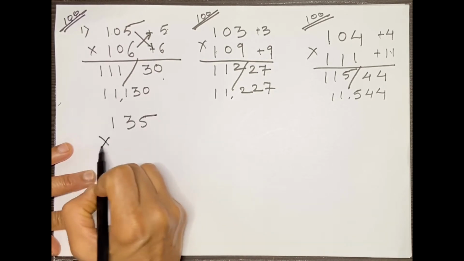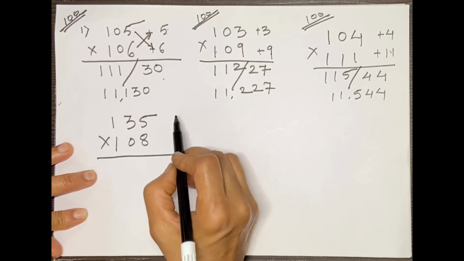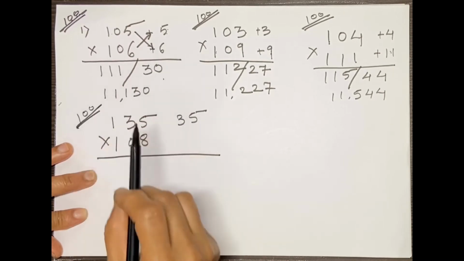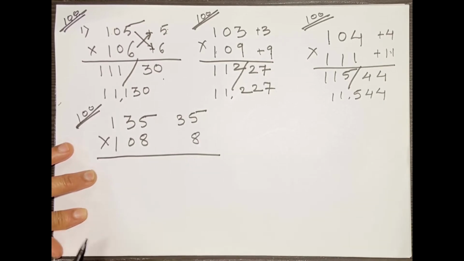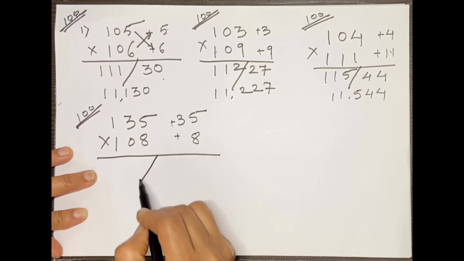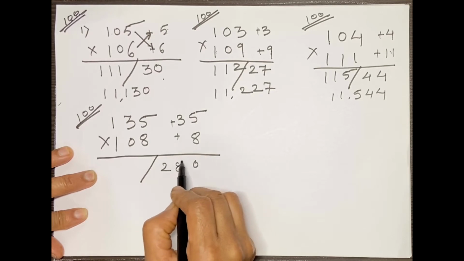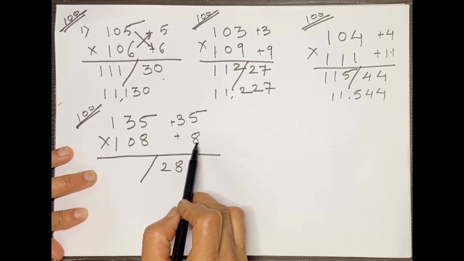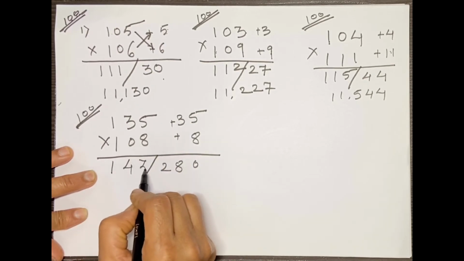Now see, what if the right hand side is greater than 2 digits? Suppose 135 into 108. Here the difference between the perfect base number and the number is 35, and the difference between 108 and 100 is 8. 35 times 8, your right hand side will be 280, and left hand side 135 plus 8 or 108 plus 35, it is 143.